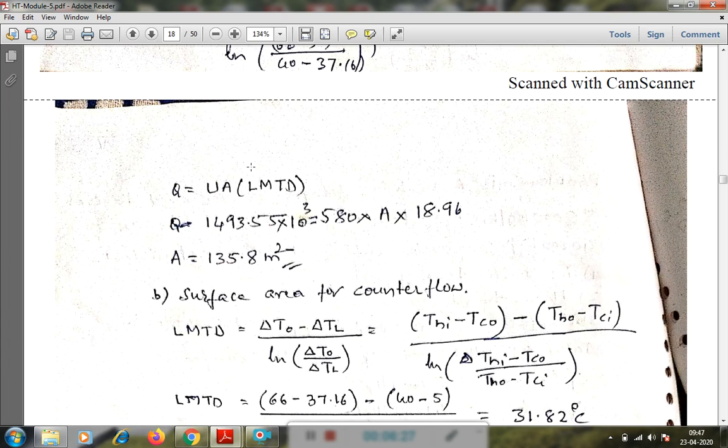Then LMTD, we are having Q is equal to UA delta T LMTD. Then Q, 14.93 into 10 raised to 3, that is equal to 580. U is given, area we have to calculate. Then 18.96 delta T LMTD. Then area we will have is 135.8 meter square.